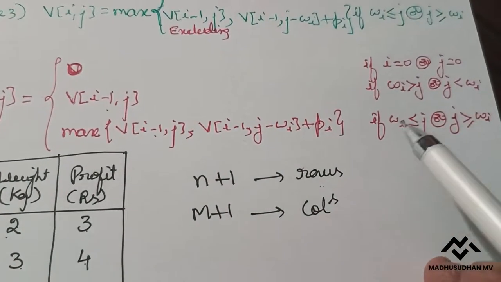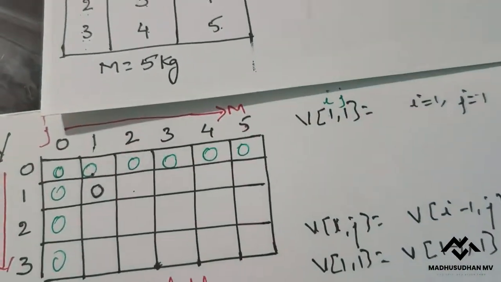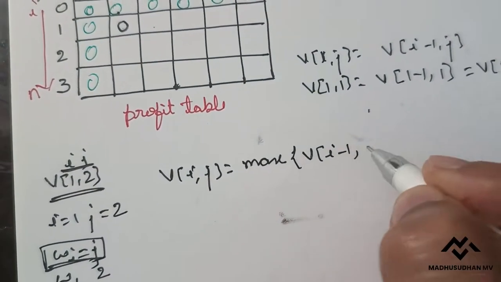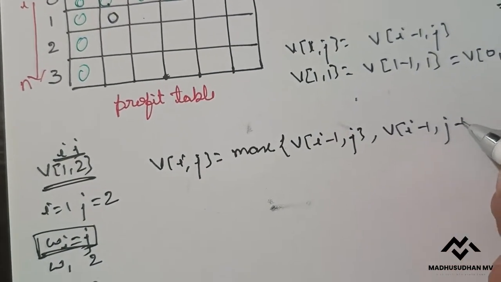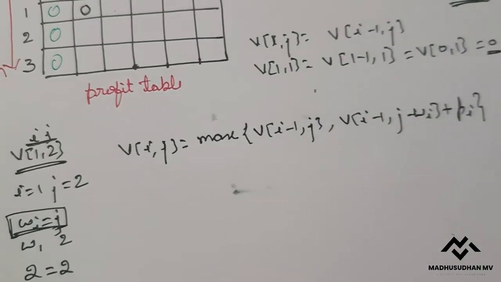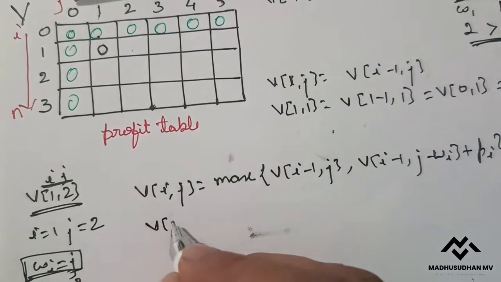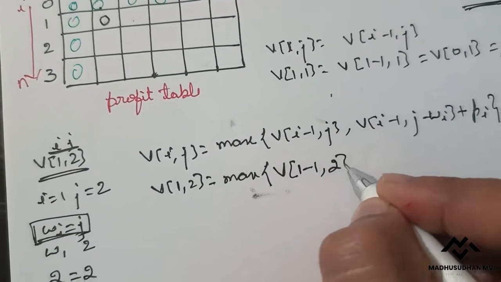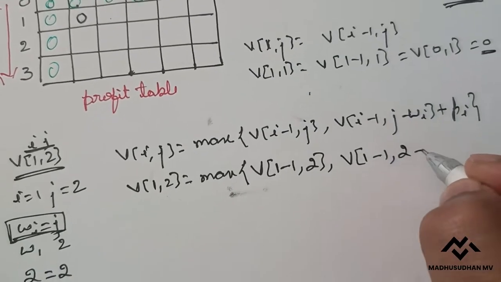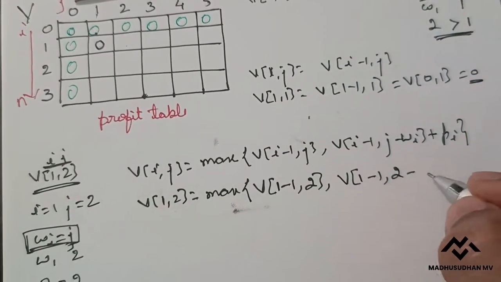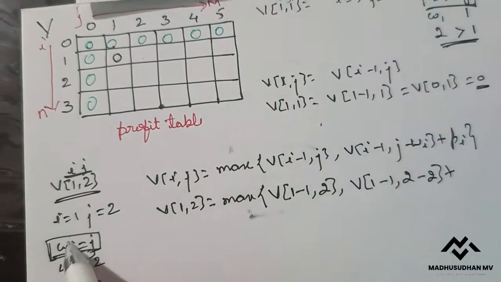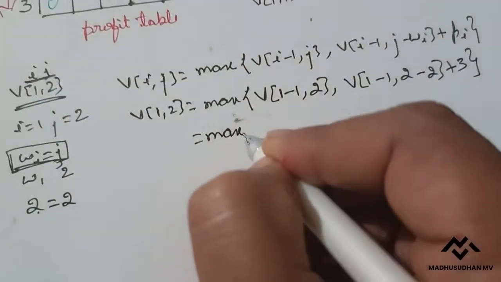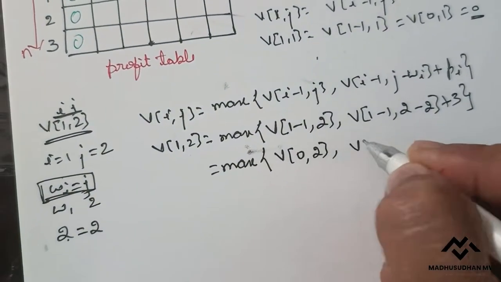So that means this formula. When the weight of the object is equal to j, I need to use this formula. V of i comma j is equal to the maximum of... Initially, if you write the complete formula, then it is easy for you to remember. It becomes practice. Now simply replace its values. V of i is 1, j value 2, maximum of V of 1 minus 1, 2, and V of 1 minus 1, j is 2 minus the weight of the item, which is 2, plus the profit of i, where i is equal to 1. The profit of the first item is 3. So plus 3.